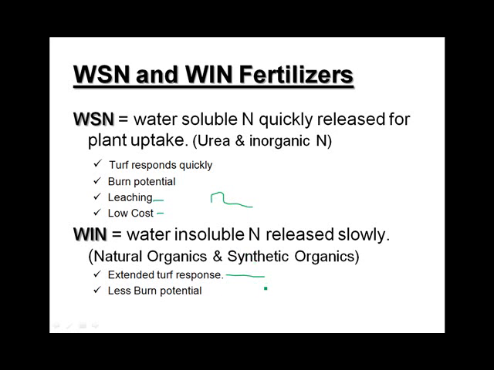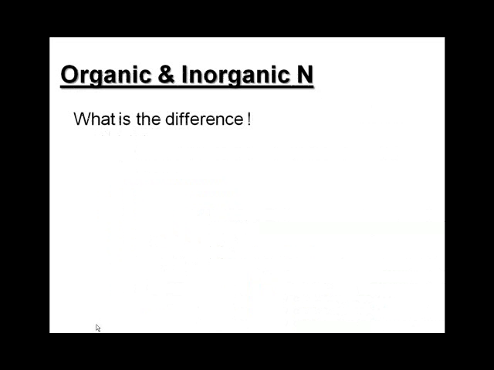Natural organics originate from plants and animals. Fish slurry extract, chicken manure, all of those things are natural organics, long proven. Guano, Donald Ross talked about driving the truck up to the caves to get the bat guano to fertilize the greens. There are also some synthetic organics that are man-made carbon products that will act similarly to the natural organics.